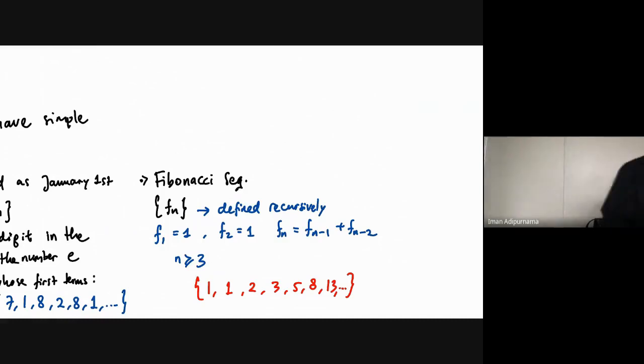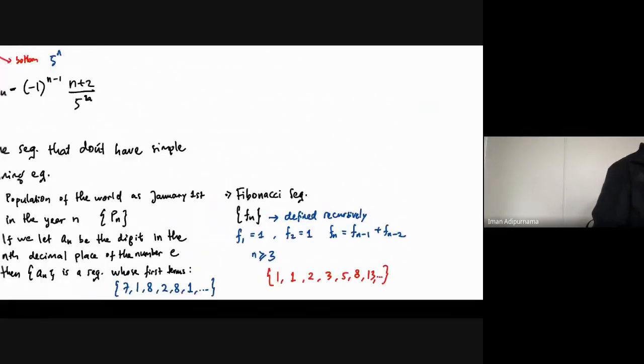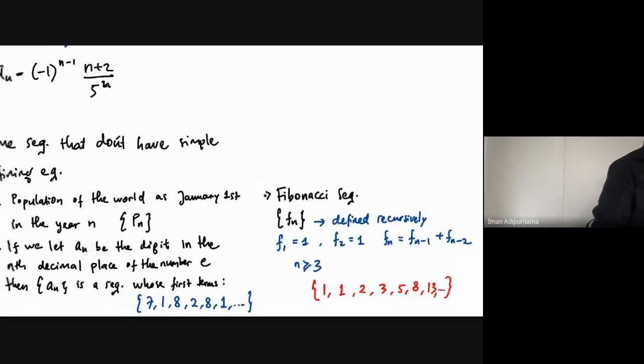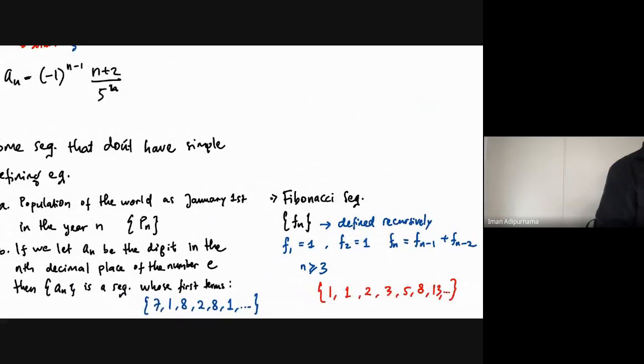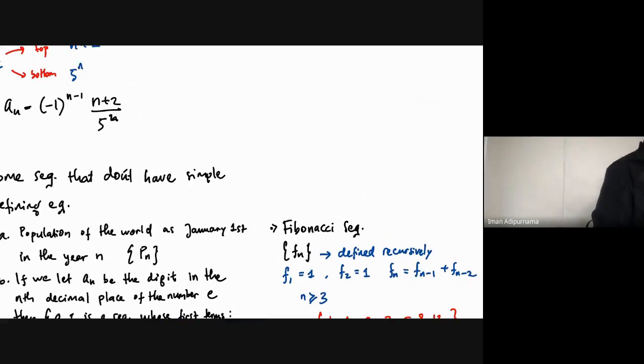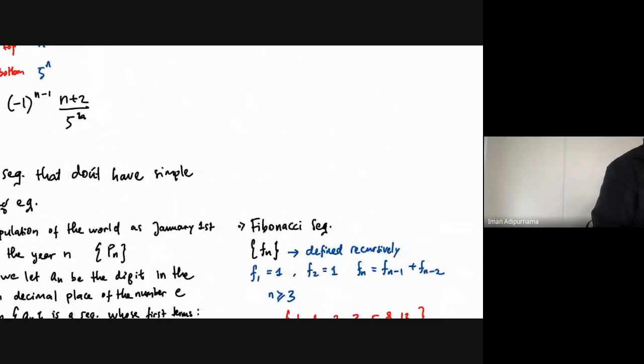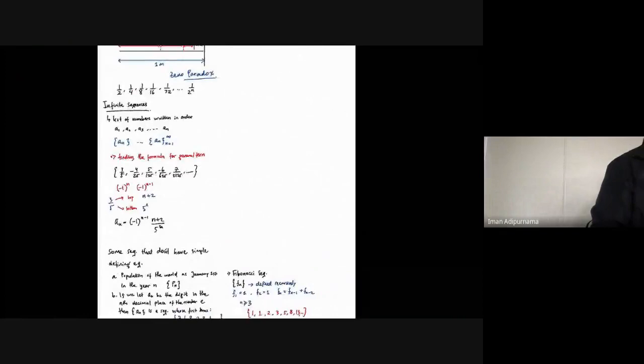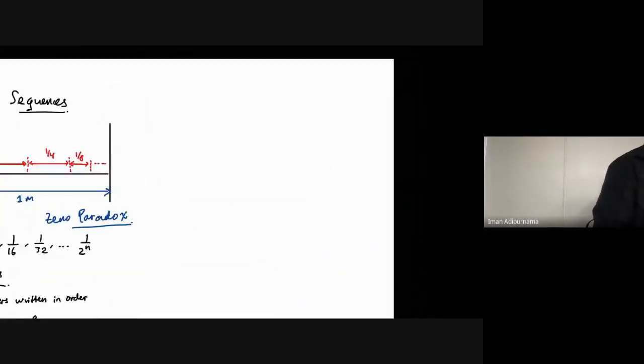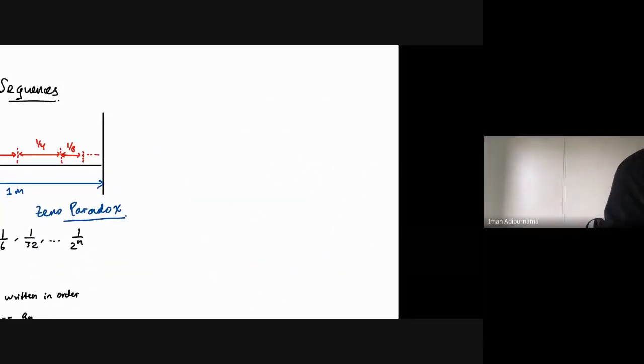Okay, that's just a few examples of sequences that don't really follow a simple pattern. And the important thing in sequences is how we approach the sequence, how we visualize the sequence. This section is called limit of a sequence.